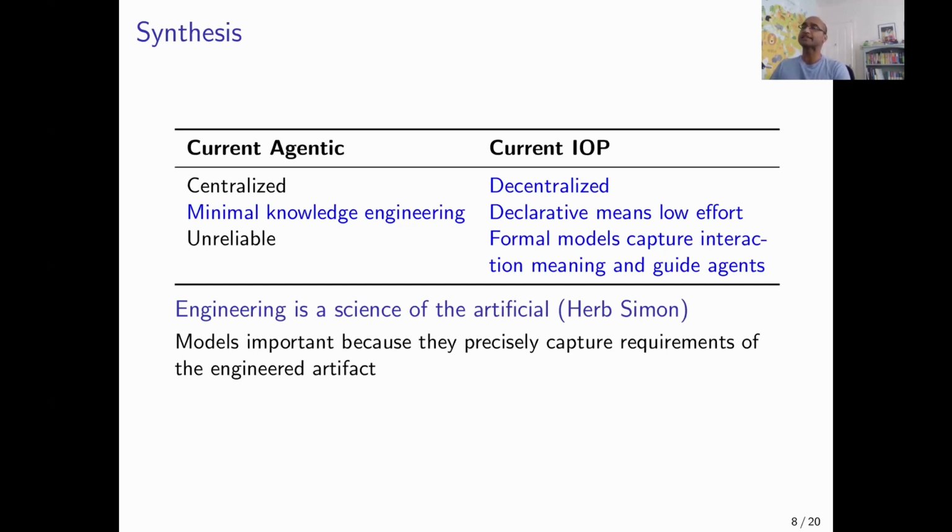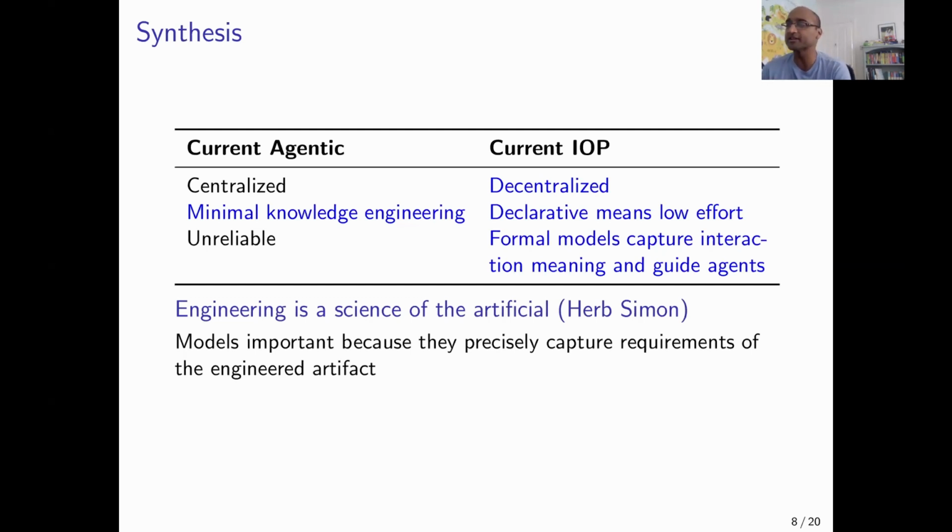A problem with agentic is that they are unreliable. And I think IOP can help over there in that the models are formal. They capture interaction meaning. They capture the requirements that sort of motivate the system. And we can use those formal models to guide the agents in taking correct actions.